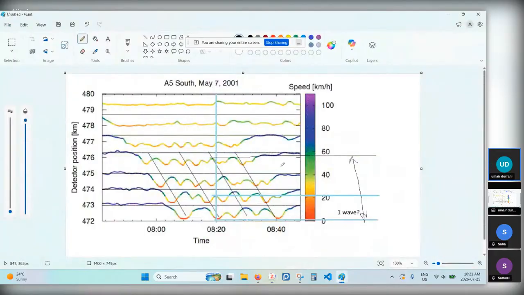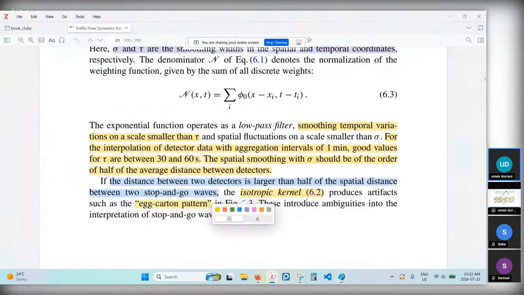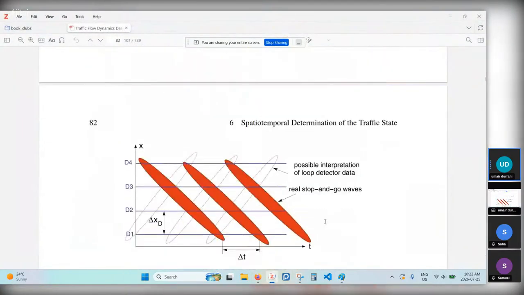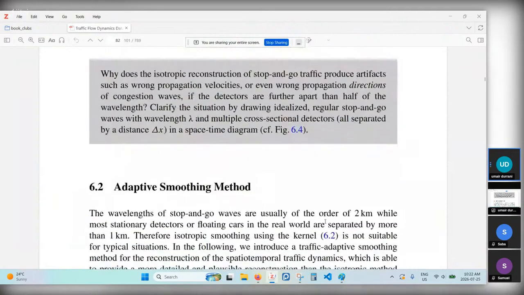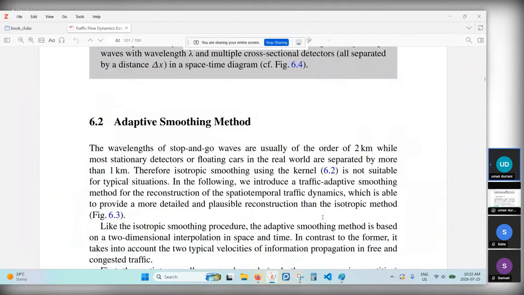In this case, that's not the case because we have detectors in between them as well. If there was only one detector here and one detector here, then this would produce that egg carton problem. Later in this chapter, they discuss the adaptive smoothing method, and this is where they will use a different methodology to address this problem of the egg carton issue.